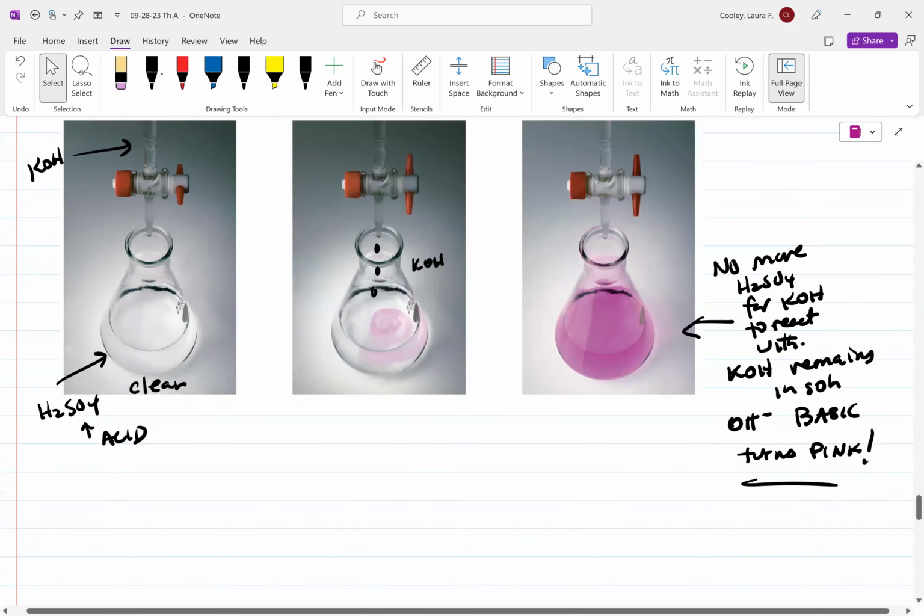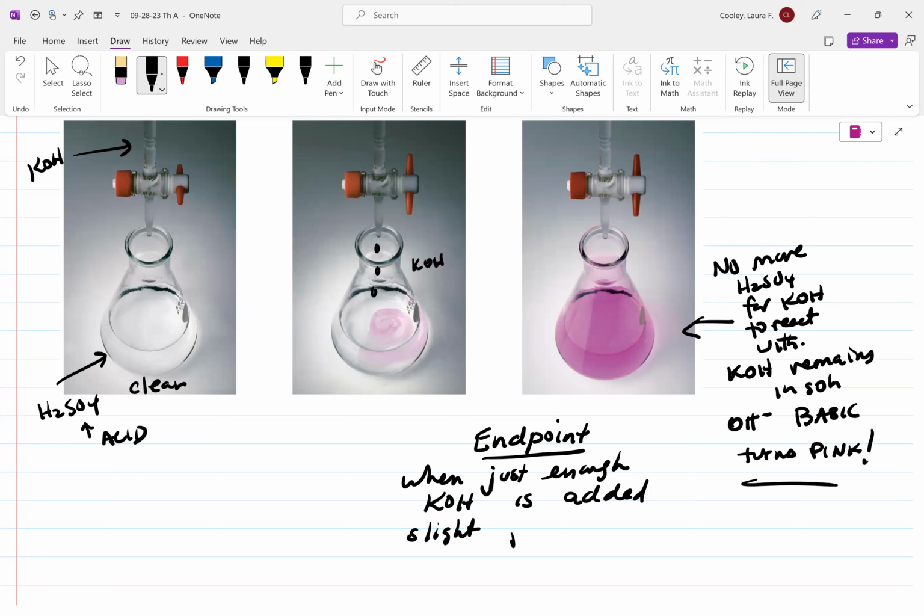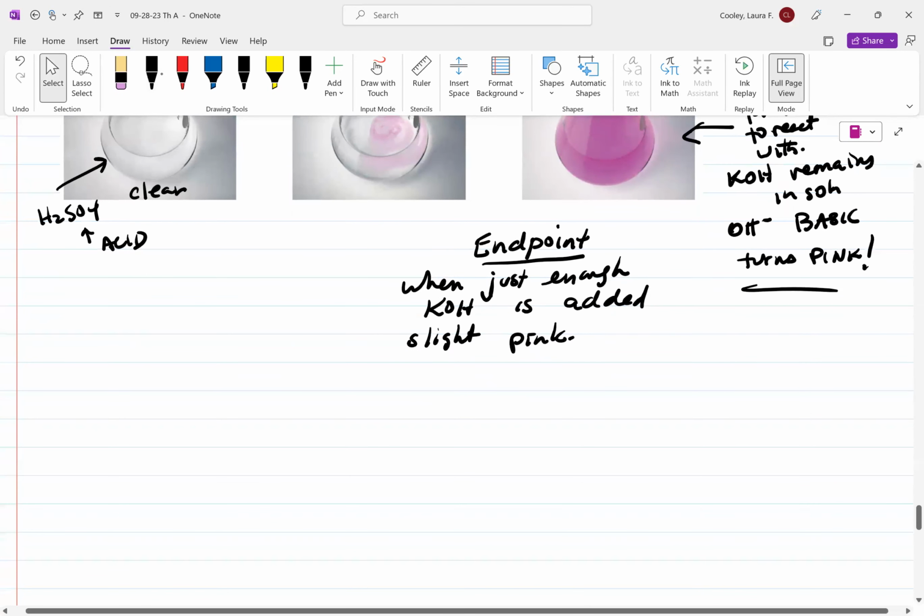So that's how this works, and that's how you tell. And when you've just added that tiny bit, you see a slight pink color, we call it the end point, which is when just enough KOH is added. And you see a slight pink with a slight bit of extra KOH that turns it all pink. So at the end point of the titration, we know from the ratio of the moles, right?